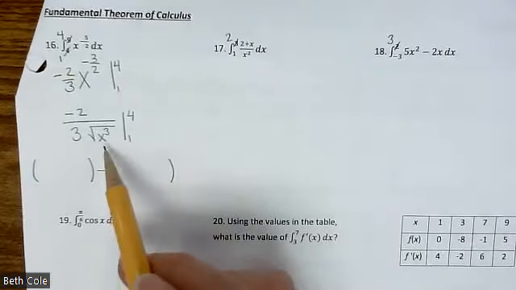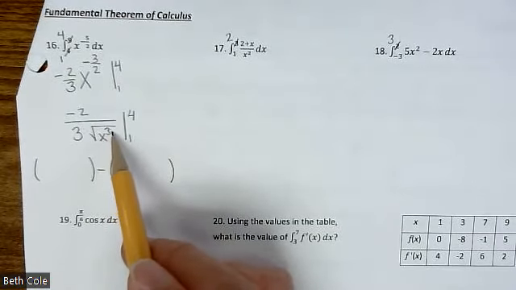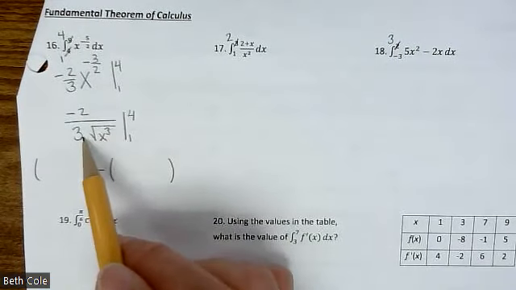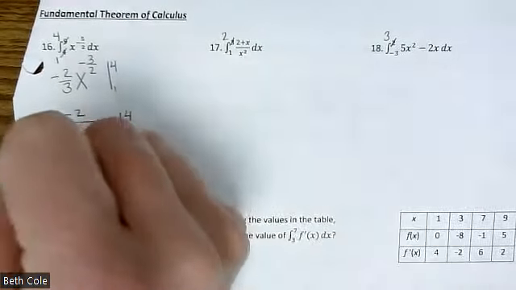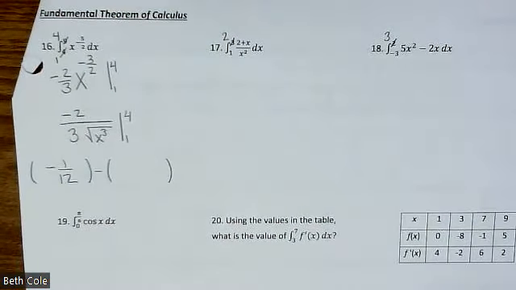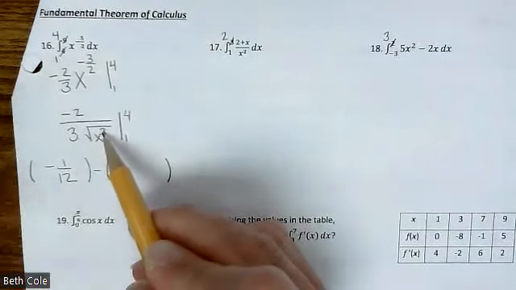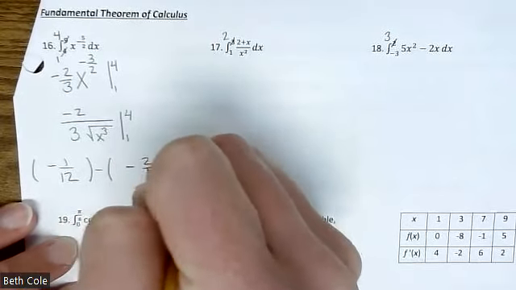So let's see, 4 cubed. 64, square root of 64, 8 times 3, 24. Negative 2/24 would be negative 1/12. All right, and then when you plug in 1 cubed is 1, square root of 1 is 1. So it just goes to negative 2/3.